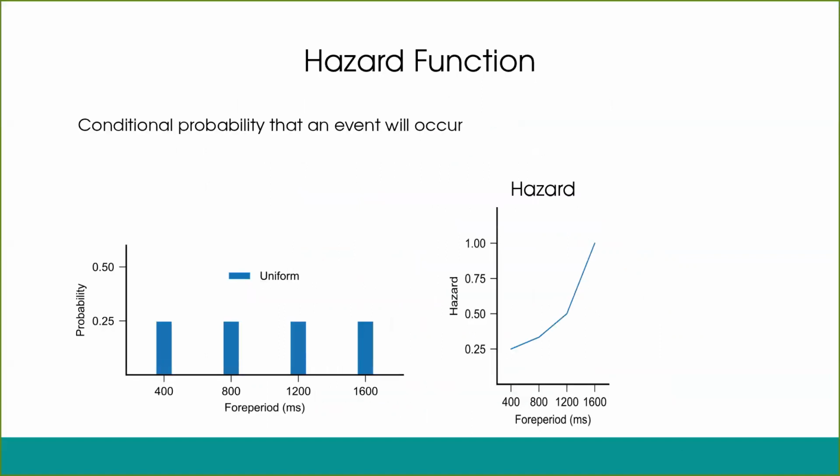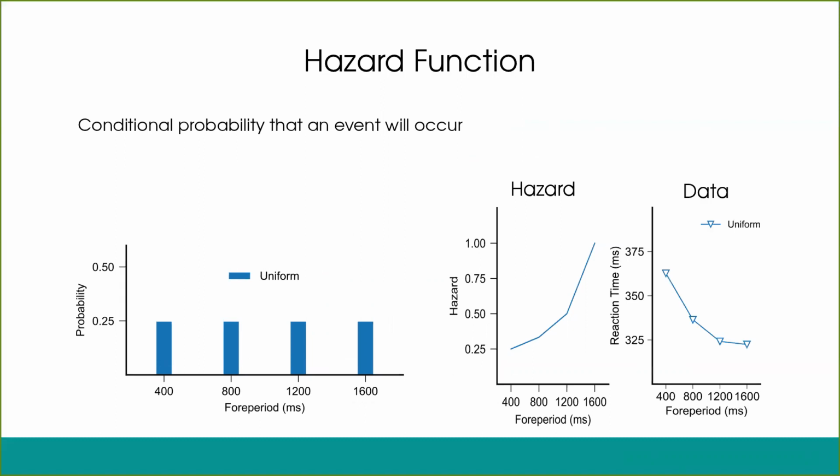The hazard account of temporal preparation comes from the observation that the reaction time foreperiod function is correlated with the hazard, the conditional probability that an event will occur. As one can see, for the uniform distribution, the hazard increases as a function of foreperiod. As more time is passing, the more likely it is that the target will appear soon. The hazard account earns its popularity as flipping this upward sloping hazard gives rise to the downward sloping reaction time foreperiod function.